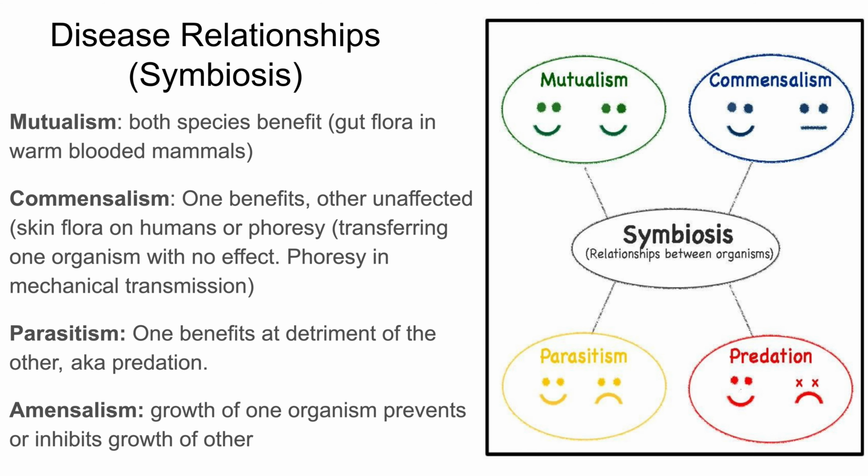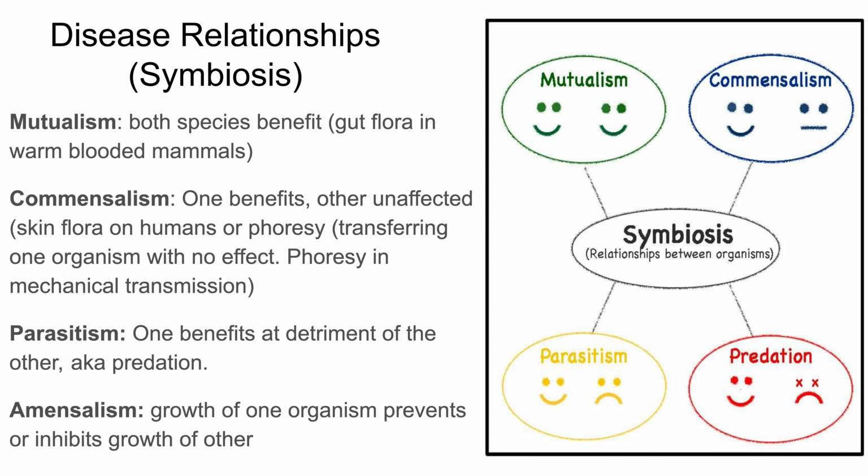So what are these different types of relationships that we were talking about? Well, we have mutualism, where both species of organism will benefit, such as our gut bacteria, skin organisms. We have commensalism, where one benefits and the other one is fairly unaffected. Skin flora is oftentimes considered a more commensal relationship.